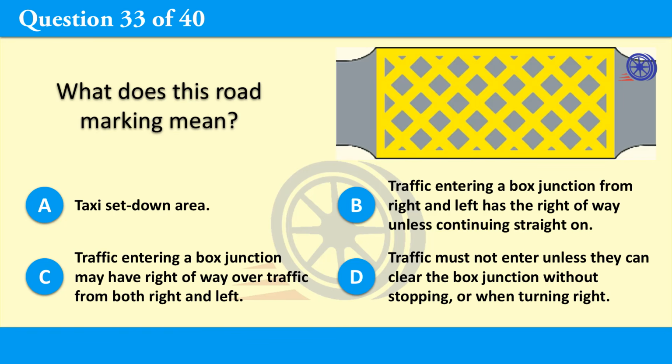What does this road marking mean? A. Taxi set down area. B. Traffic entering a box junction from right and left has the right-of-way unless continuing straight on. C. Traffic entering a box junction may have right-of-way over traffic from both right and left. D. Traffic must not enter unless they can clear the box junction without stopping, or when turning right.